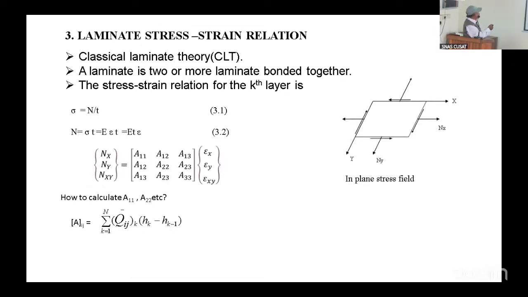Now we will see the laminate stress strain relation. Classical laminate theory is the thing, CLT. A laminate is two or more laminae bonded together. The stress-strain relationship for the kth layer is this; we obtain this equation. How will we come to it? First of all, we know.